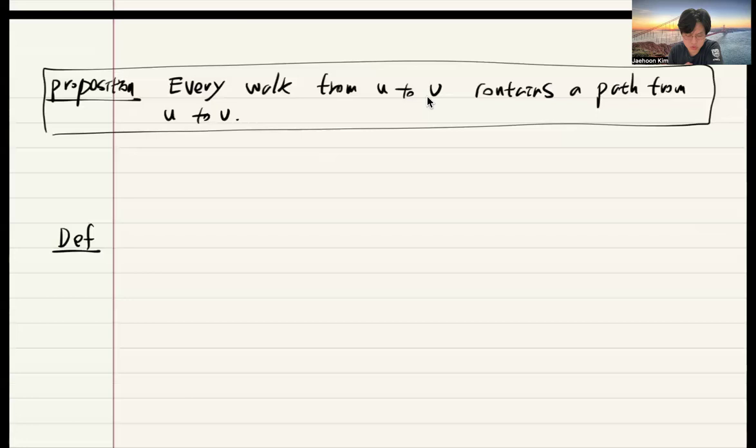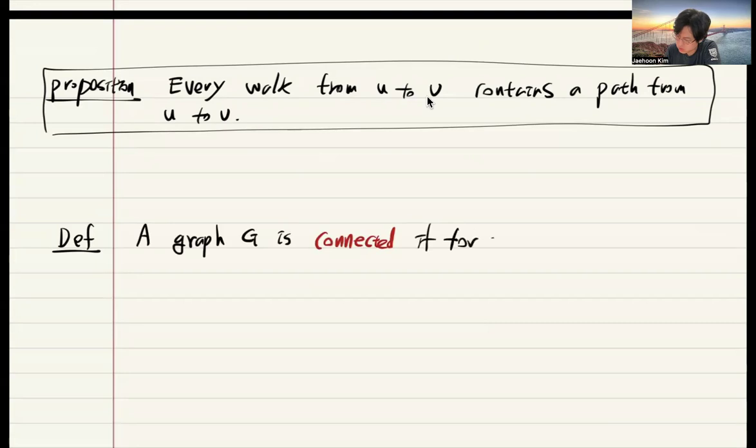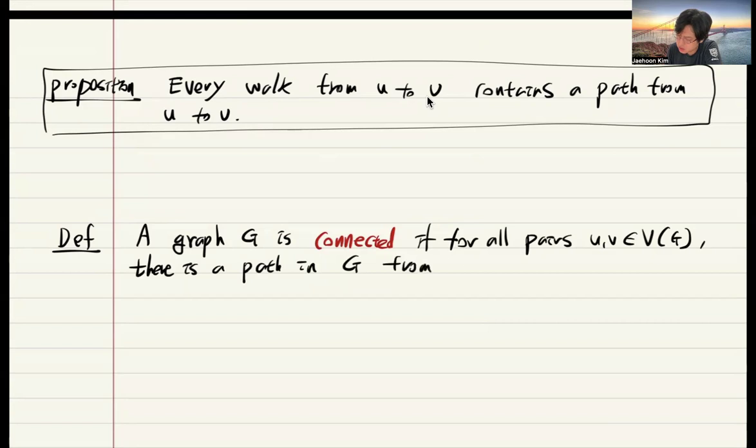So this proposition allows us to give the following definition. We say that a graph G is connected, which is a useful and basic concept, if for all pairs U and V, there is a path in G from U to V.